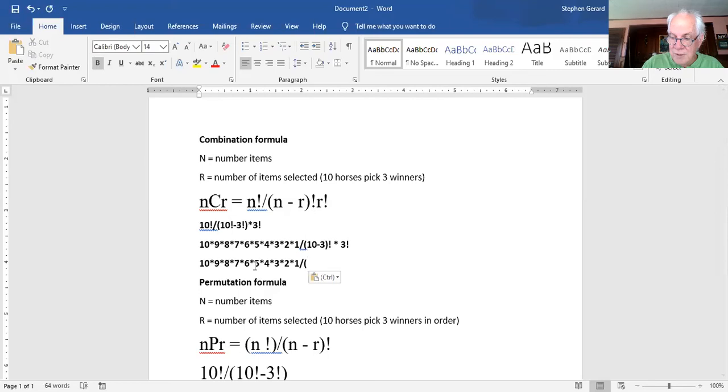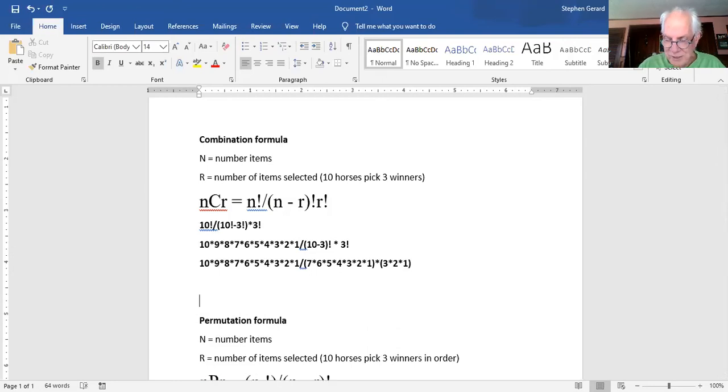That would be 7 times 6 times 5 times 4 times 3 times 2 times 1. That's a pretty complex formula. It's complex in the sense that it's a lot of multiplying to do to get a right answer.